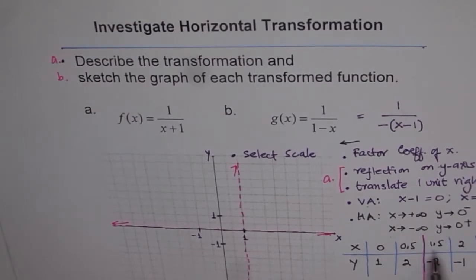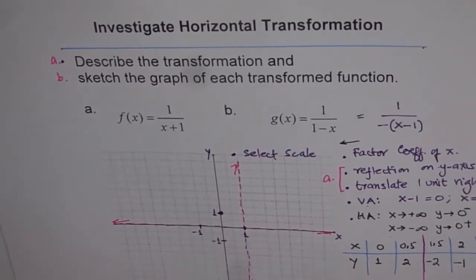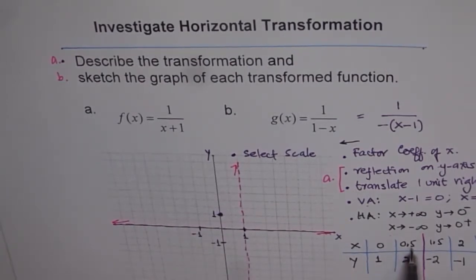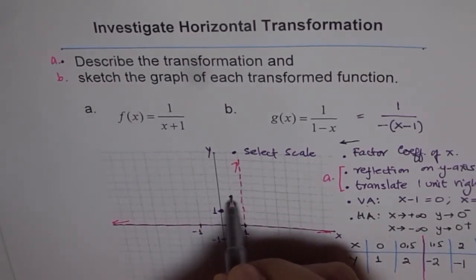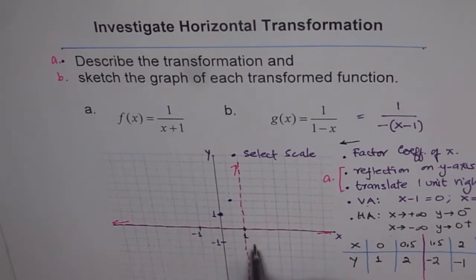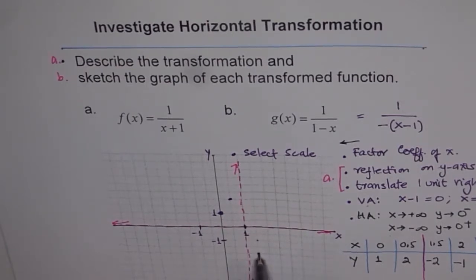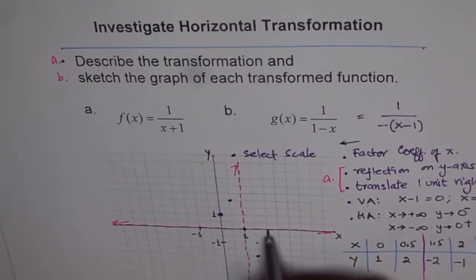So we'll move one by one. At x equals 0, you have 1. So this is your first point. At 0.5, it is 2. So at 0.5, which is here, you have 2. And at 1.5, you have minus 2. So all of a sudden, at 1.5, you have this minus 2. And at 2, you have minus 1.